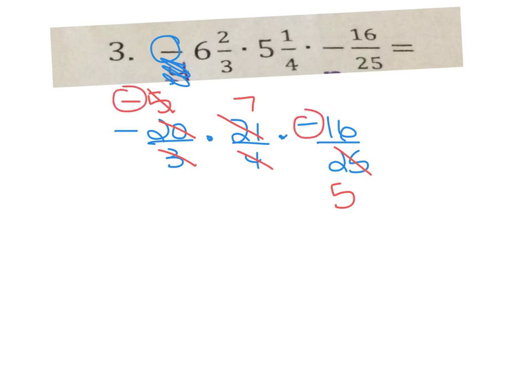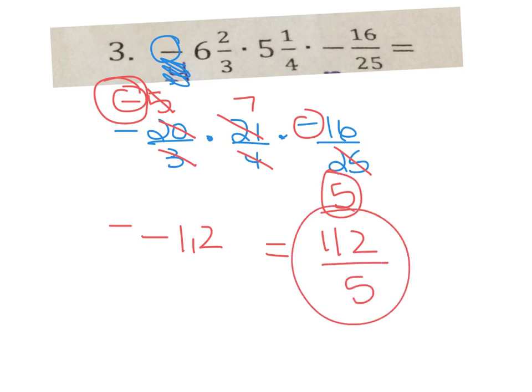So if I look at the top, it looks like I have 7 times negative 16. That's negative 112. But I also have this negative here, so that's a negative and a negative. That's going to make a positive. So it's just 112 over, there's a 5 on the bottom. So my answer is positive 112 over 5. And I saw a lot of you had a negative. So remember, if you have a negative here and a negative here, two negatives make a positive. All right, we're going to go on to question 4.